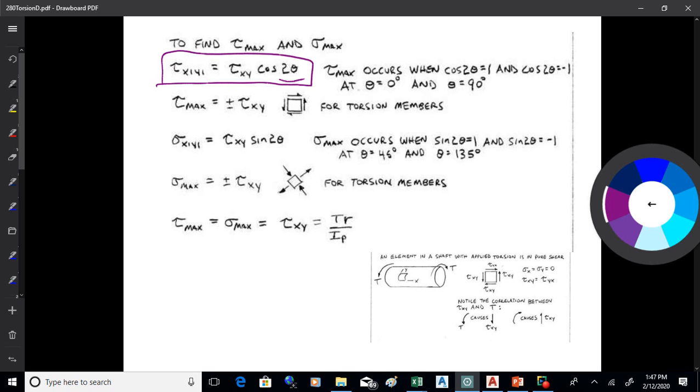So that's how you maximize the shear stresses in a shaft. They occur at 0 and 90, and they're just plus or minus tau xy. The x and y shear stresses, which are found by TR over I, those are the maximum shear stresses in the shaft, okay? And it kind of makes sense. I mean, that's the biggest one you're going to have. It's right at the 0 degree and 90 degree planes.